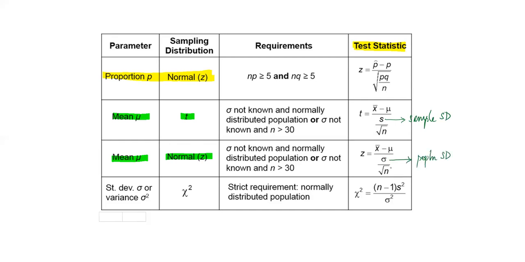If you have sigma known, which is very rare, then we use this. Or if you know that it was from a normal distribution. So you use sample SD when sigma is unknown. All right, we'll come back here.